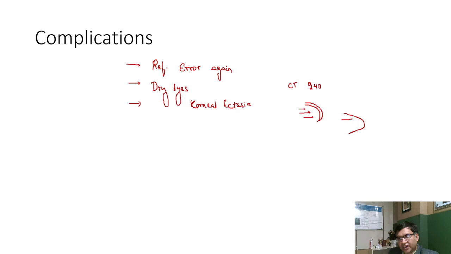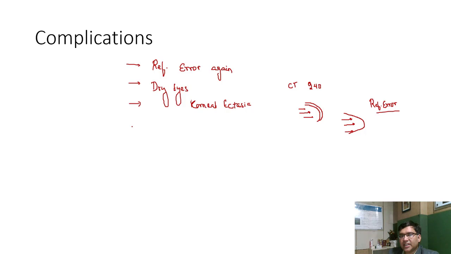And why this corneal ectasia is important is this: first thing is because it is thin, it can lead to perforation. Second thing is the patient would say that, sir, I have got a refractive error again. Okay, because your corneal curvature has again changed.